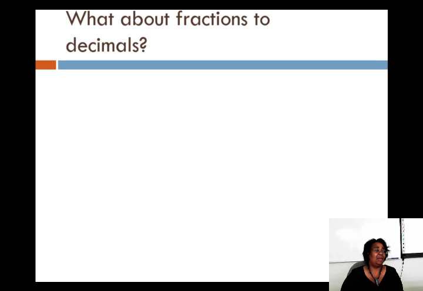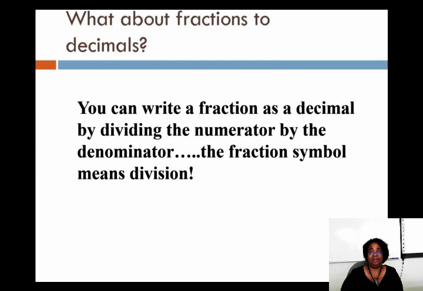Now, let's talk about how to go from fractions to decimals. You can write a fraction as a decimal by dividing the numerator by the denominator. The denominator is your divisor. The numerator is your dividend. So, remember, the fraction symbol means division.